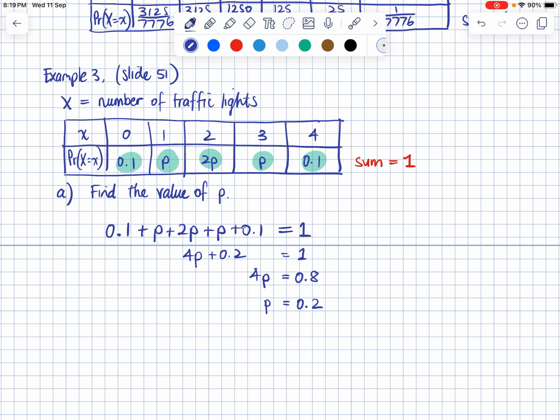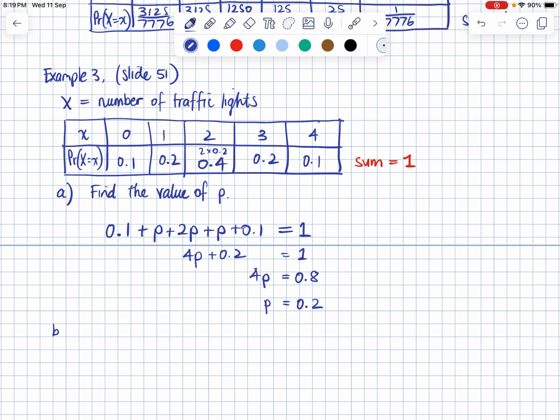Perfect. Let's go straight up to my table here and replace this p with 0.2. The second one here is 2p, so that's 2 times 0.2, which is 0.4. This one is 0.2 again. And I'm just going to get rid of my highlighting from before because it's in the way.